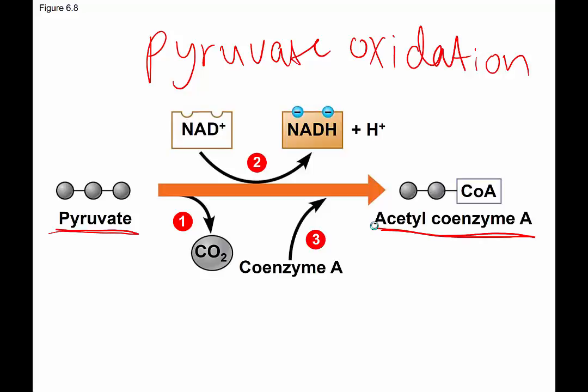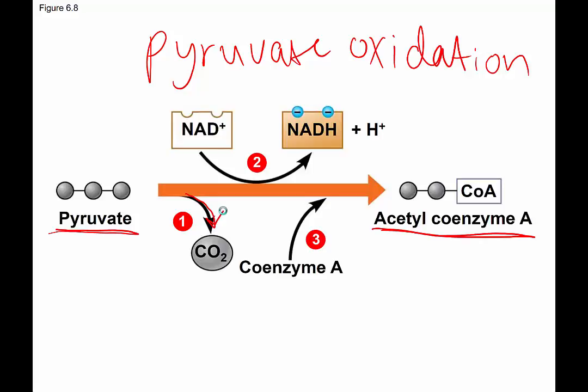Okay, so pyruvate is a 3-carbon molecule. You can see that because it has 3 black circles. And we end up with acetyl coenzyme A, which has 2 black circles and also has this coenzyme A group added to it. So the first step in pyruvate oxidation is removal of carbon dioxide.